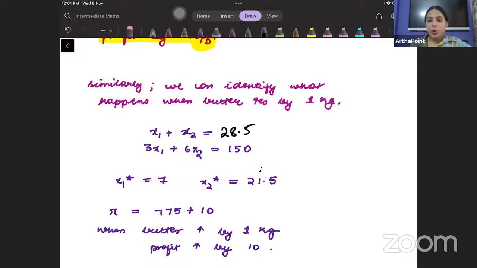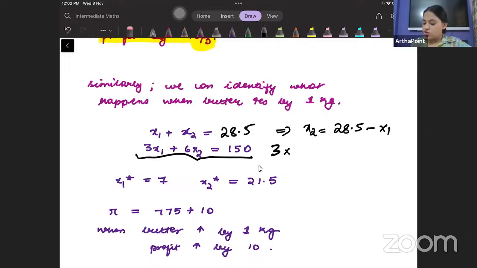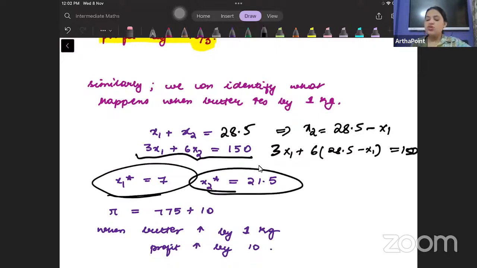And after putting 28.5 here, you will say, okay, x2 is equal to 28.5 minus x1. You will put that in this equation. So 3x1 plus 6 times (28.5 minus x1) is equal to 150. You will get x1 as 7 and x2 as 21.5.